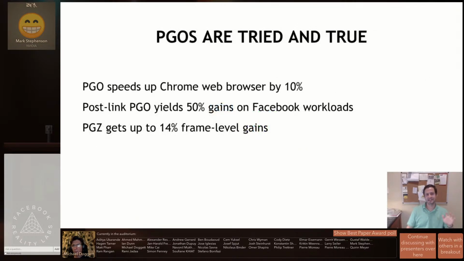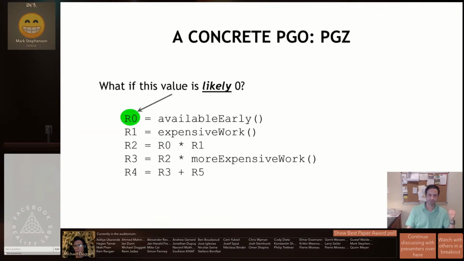Okay, before I expose all the warts of PGO, I want to stress that they are proven. The idea is decades old, and some of the programs you run or apps that you use may have been optimized by PGO. Recent work has highlighted PGO success on web browsers, backend servers, and even graphics shaders. So I'm going to walk you through the idea using a PGO that we developed called PGZ that gets over 2x performance gains at the shader level. So here's the idea behind PGZ. And this PGO, by the way, was the genesis for this paper.